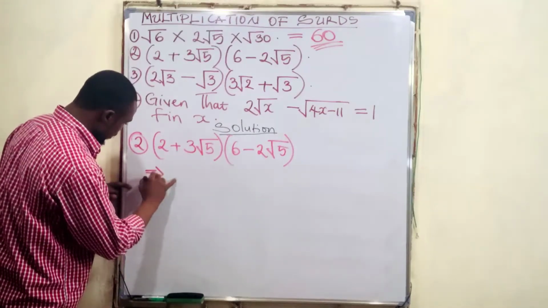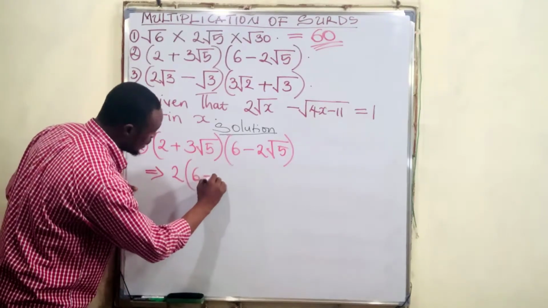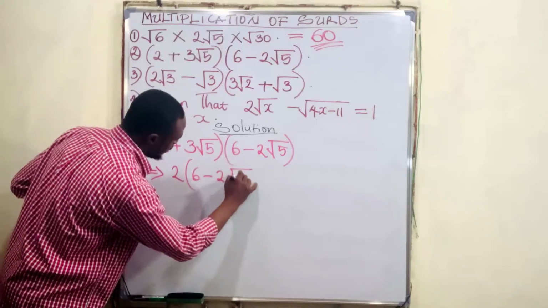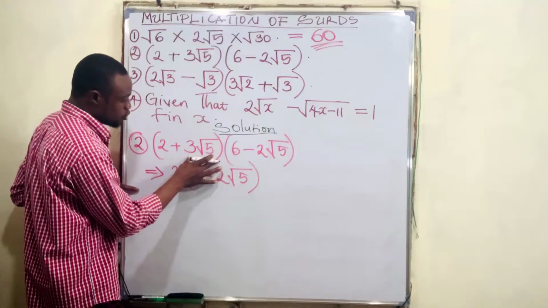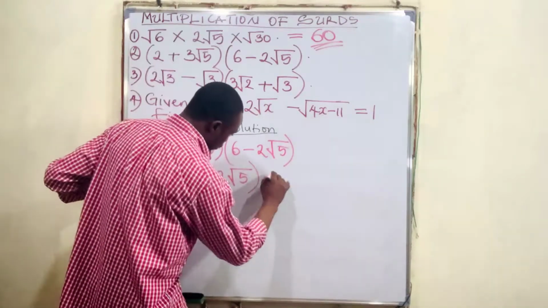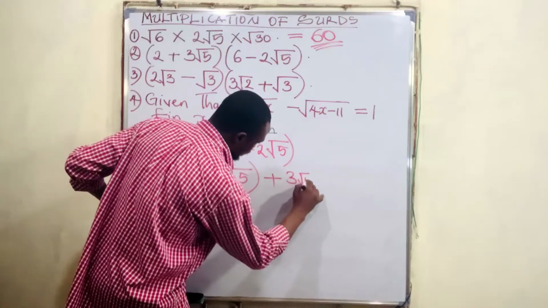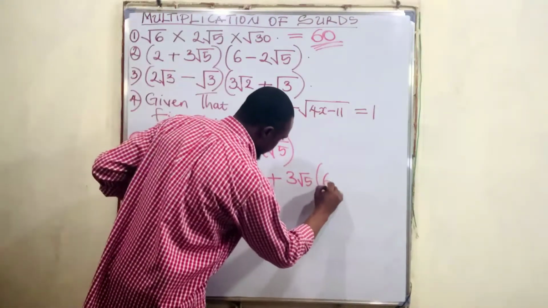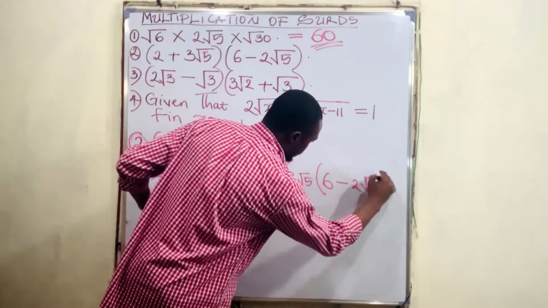So this now implies 2, open bracket, we have 6 minus 2 root 5, close bracket. So I'm through with 2. I will now go straight to what? 3 root 5. So I have plus 3 root 5, open bracket, everything in the second bracket, this 6 minus 2 root 5, close bracket.